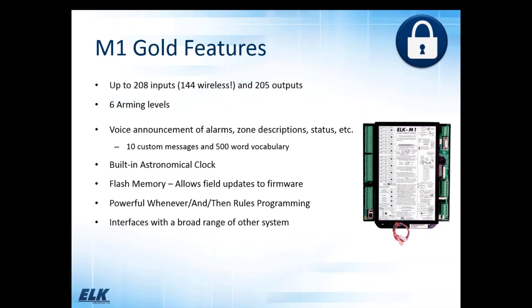The M1 Gold has voice announcements so that it can give you zone descriptions, give you voice announcements for alarms, let you know system status, that sort of thing. So that's one of the features that you won't see on an Easy 8, but the M1 Gold does have those voice features. This system has a built-in astronomical clock so that it knows when sunrise and sunset occur based on your latitude and longitude or a city that you select, and that allows the system to know when it's light or dark outside, which can be useful when you're writing automation rules and that sort of thing.